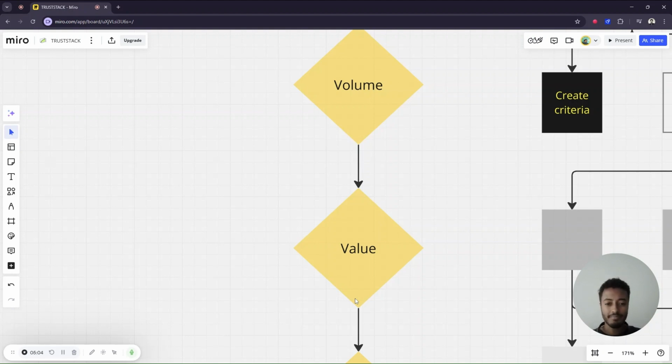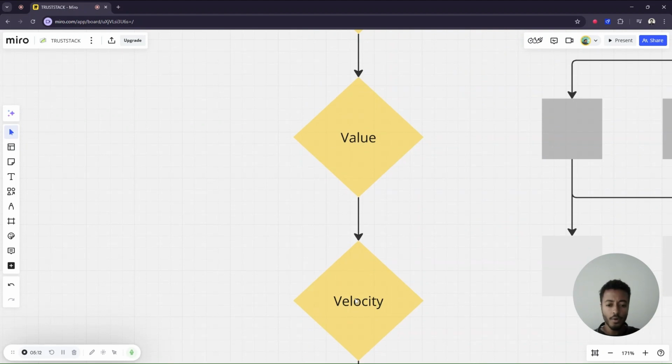What is its value? Do you have a lot of small things, or do you have a few big things, right? You want to make sure you know that. Velocity is also another important factor, right? How fast are these deals, or how fast are these opportunities flowing through your pipeline?